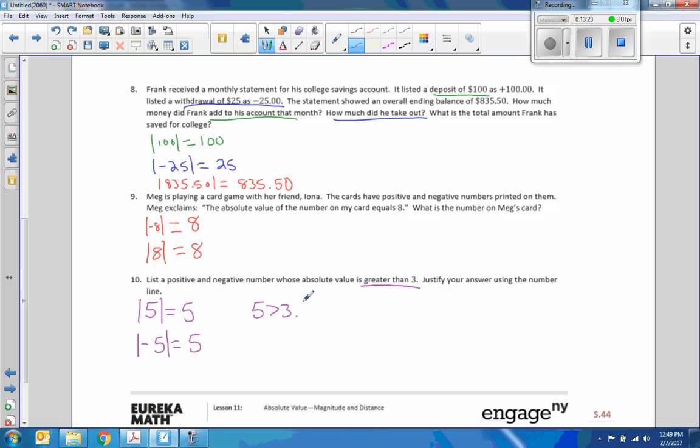5 is greater than 3. On a number line, the distance from 0 to 5 is 5. And the distance from 0 to negative 5 is 5. So I listed a positive and a negative number whose absolute value is greater. I could have chosen any other number too. I could have said negative 4, negative 6, negative 7.